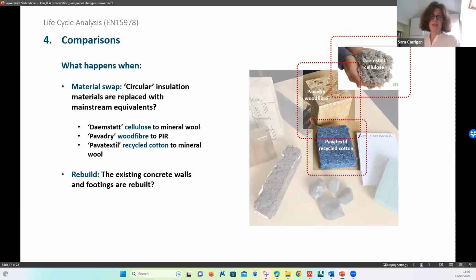So in order to understand what results mean and put context on them, comparisons can be really useful. In this respect, we made 2 changes to the model that could be broadly described as mainstream approaches to see how the results would differ. Firstly, we swapped out some of the insulation materials for mainstream equivalents. So cellulose was replaced with mineral wool, wood fiber boards were replaced with PIR, and the recycled cotton was replaced also with mineral wool. And then we added rebuilding of the existing concrete walls and footings.